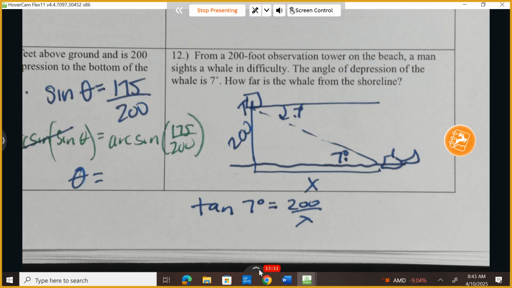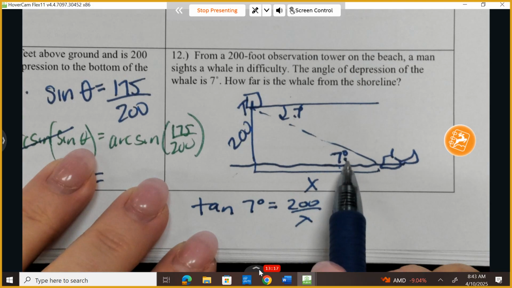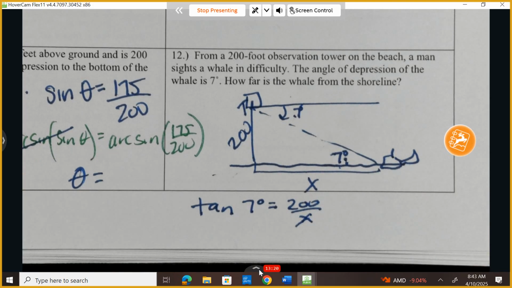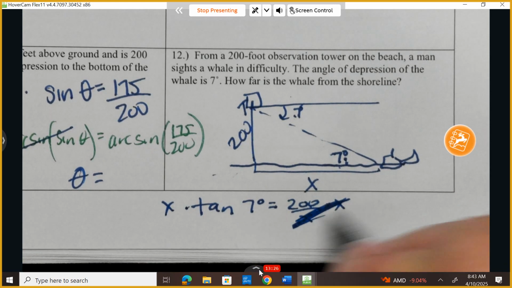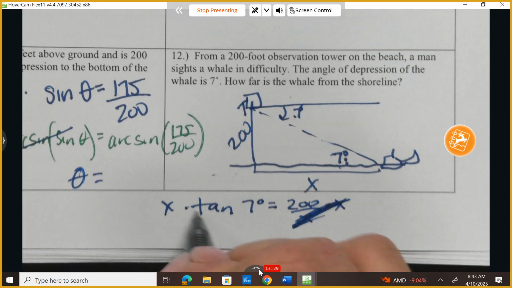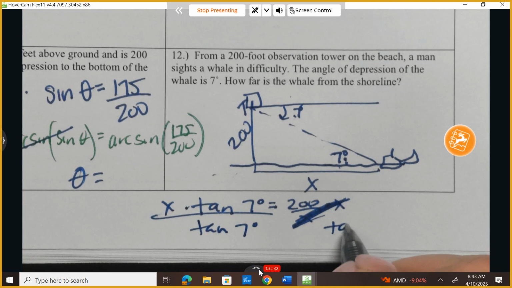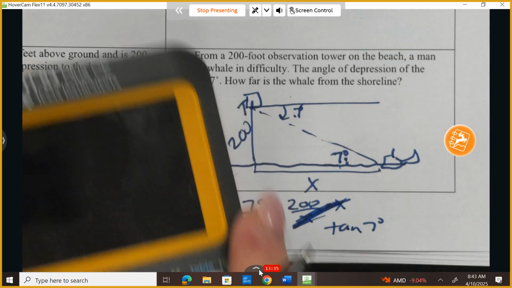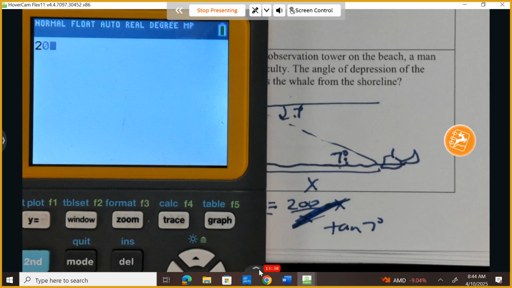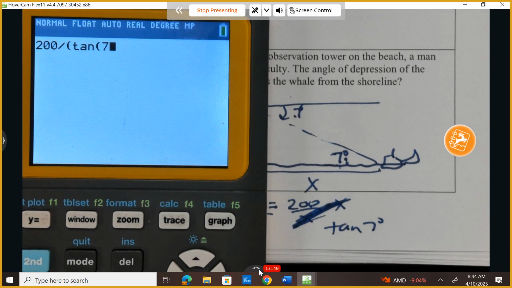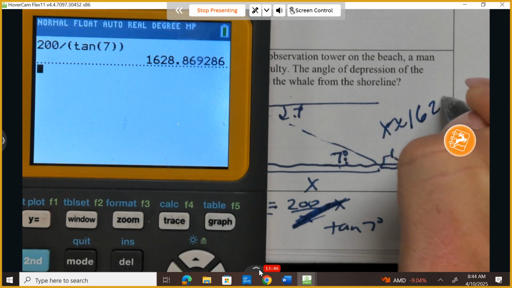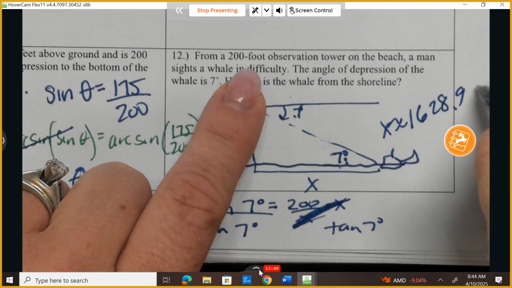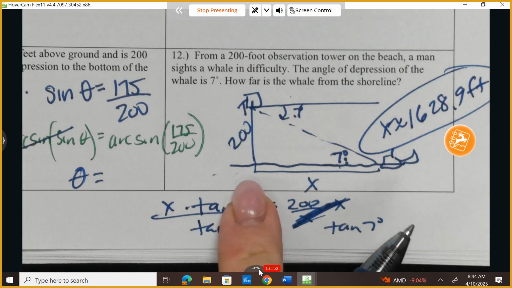We have 2 of the 3 sides, and we're trying to use them to find an angle measurement. Here, I know the angle. It's 7 degrees right here. I'm trying to find a length. And so I'm going to go times x, because opposite of dividing is multiplying. So right now I have x times the tangent of 7. Now I'm dividing by the tangent of 7 degrees on both sides. Now I'm not using the inverse key, so I'm literally taking 200 and dividing it by the tangent of 7. And we can see that this shoreline is approximately 1,628.9 feet. Okay, that is the distance the whale is from the shoreline.